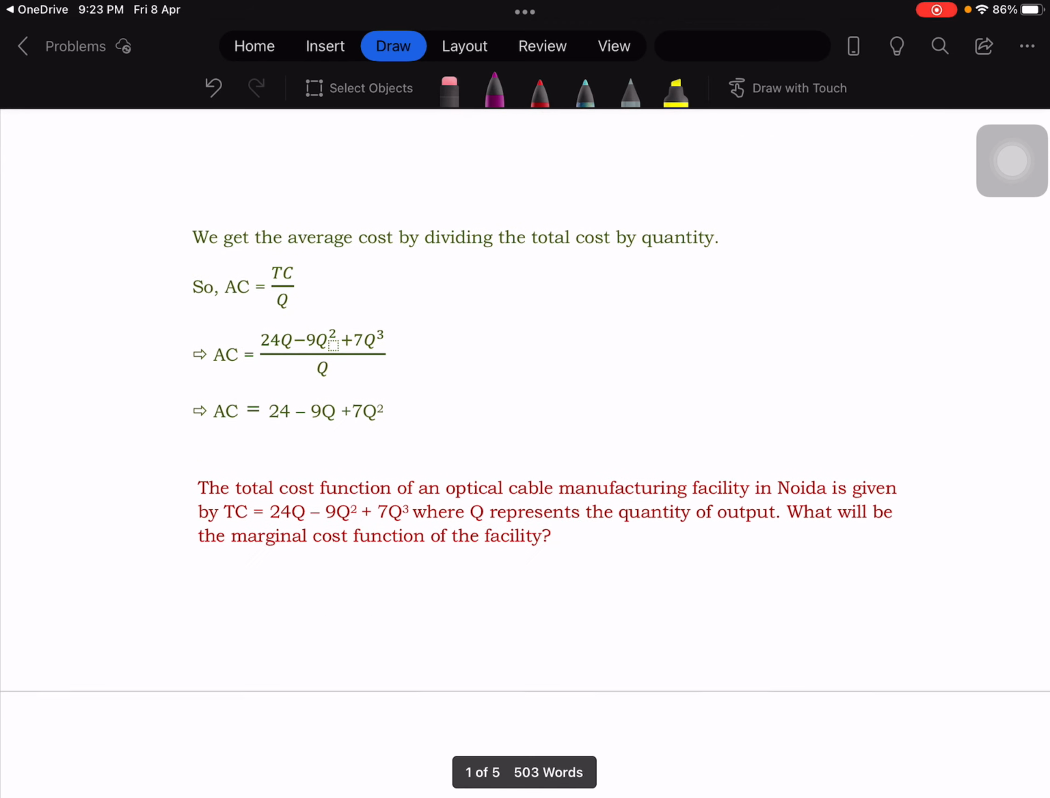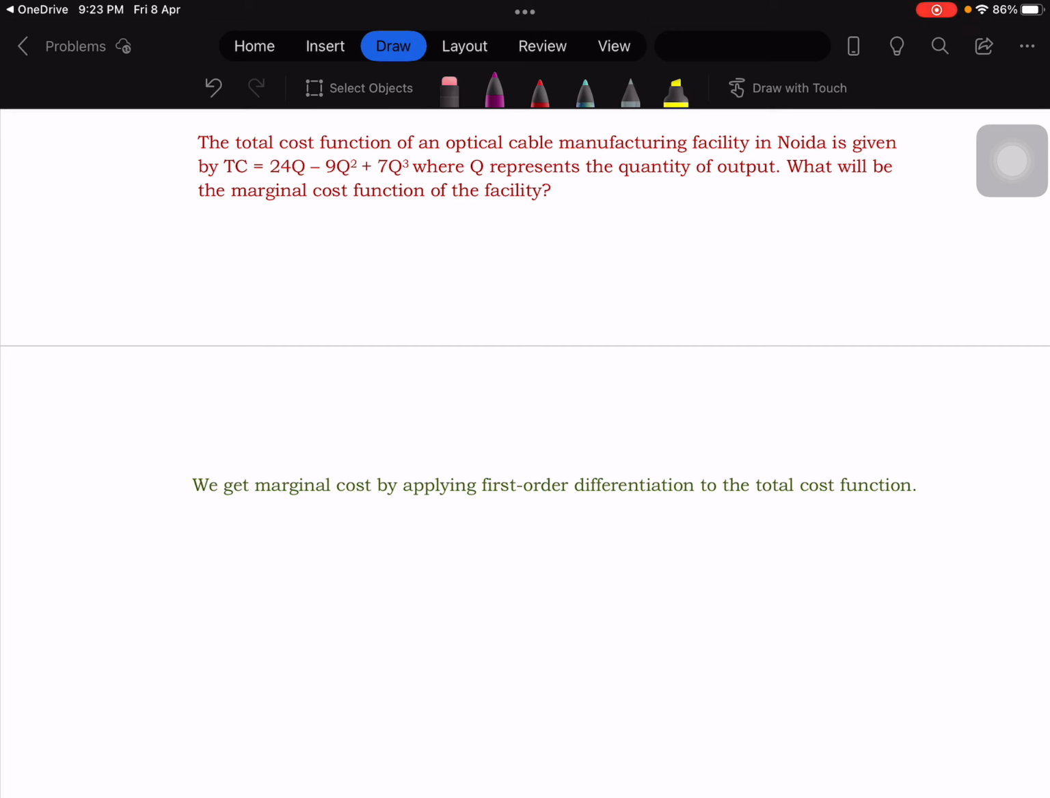Let's move to the next problem. The total cost function of an optical cable manufacturing facility, same thing, is given. What will be the marginal cost function? Just now we have calculated average cost. Now he wants us to find out marginal cost. How do you get the marginal cost? This will not be given in the question. We get marginal cost by applying the first order differentiation.